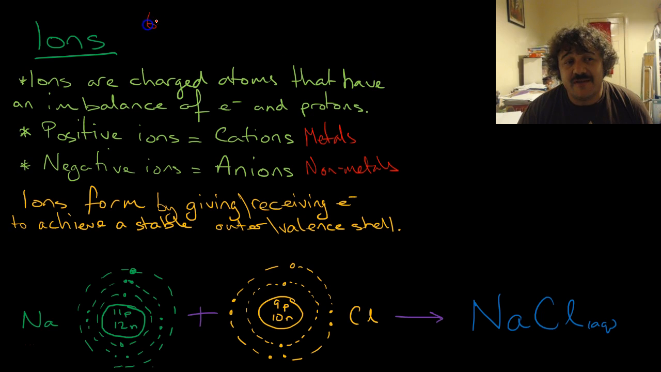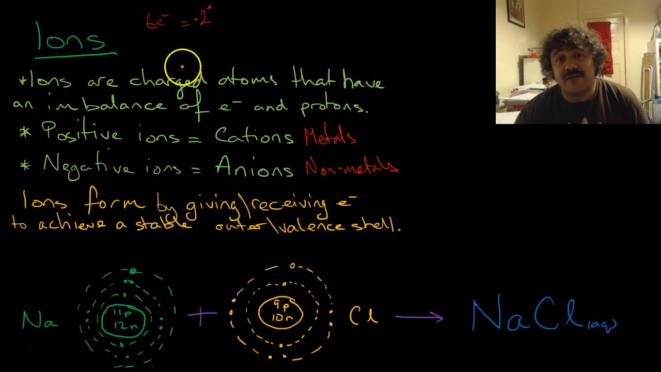So if you've got 6 electrons in the outer shell, it's going to be easier for you to take on 2 than it will for you to lose 6. So you will gain 2 electrons, which means you will have a valency of -2, because your imbalance will be that you have 2 more electrons than you do protons.